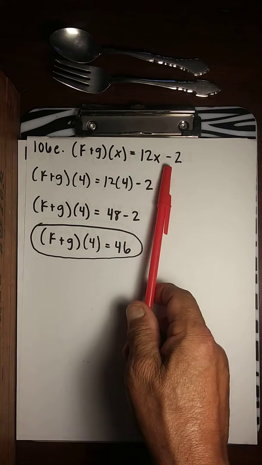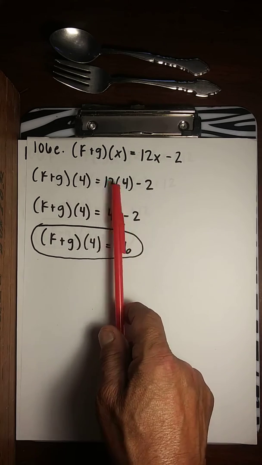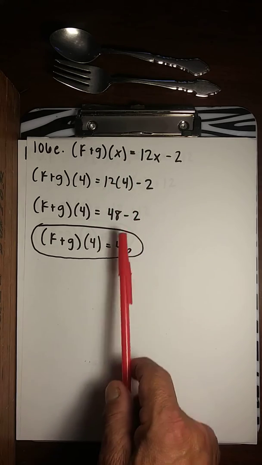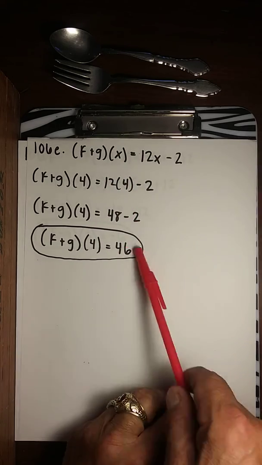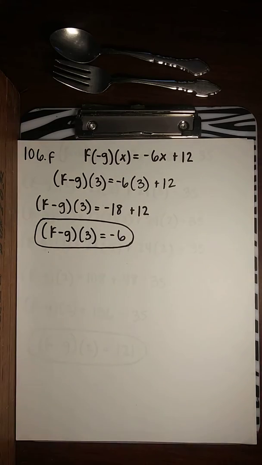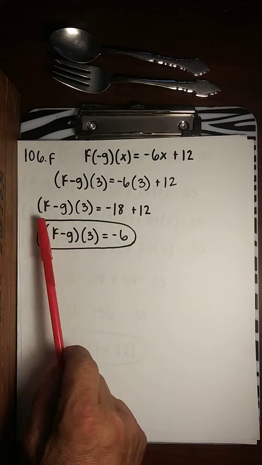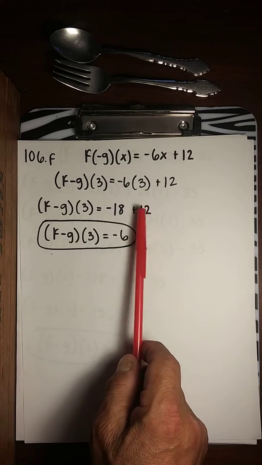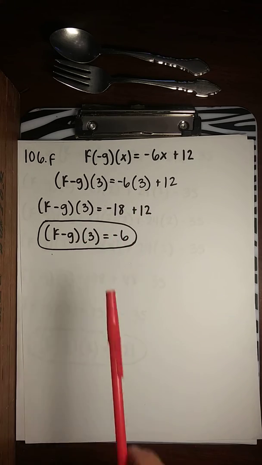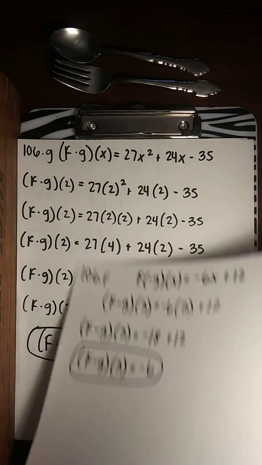F plus g of x is this, put a 4 in there. So 2 all times 4, 48 minus 2 is 46. So f plus g of 4 is 46. F minus g of 3. There's a formula, put the number in there. So we have this times this is negative 18 plus 12. So f minus g of 3 is exactly negative 6.